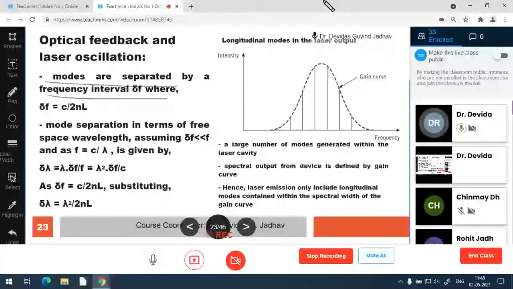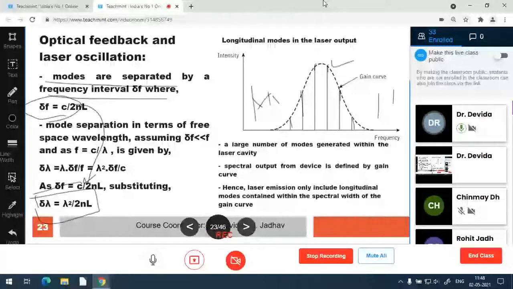Similarly, delta lambda is the mode separation of wavelength, which is given as lambda square upon 2n. So delta f is c upon 2nL, and delta lambda is lambda square upon 2nL. These are the two frequency and wavelength modes. And how this gain curve gives selective frequencies only is shown here. Outside this gain curve, there are frequencies, but they are not supported.